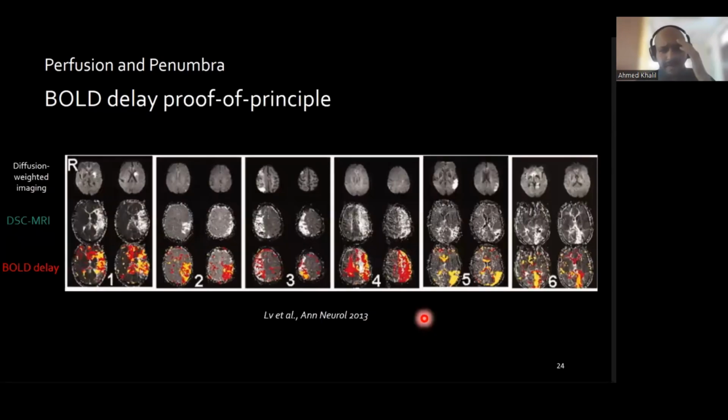This was first shown almost 10 years ago in a proof of principle study. Each one of these rows is a patient, and we see their diffusion weighted imaging in the first row, their DSC MRI, specifically I think the MTT, the mean transit time map, in the middle row, and then the BOLD delay in the lower row. These were all acute stroke patients, and the authors saw very close visual correspondence between the perfusion lesions derived from DSC MRI and the ones derived from BOLD delay.